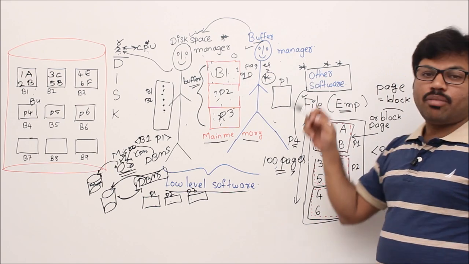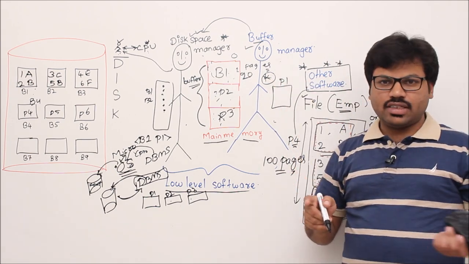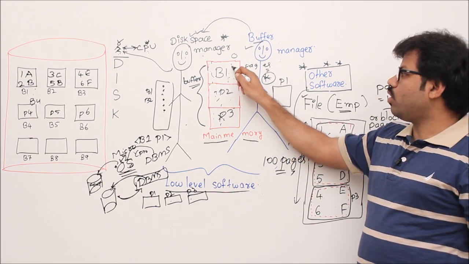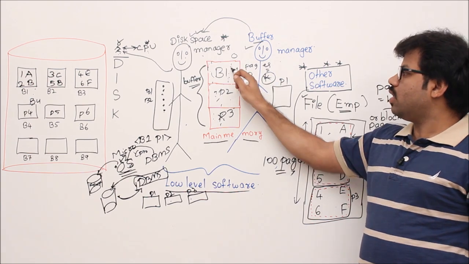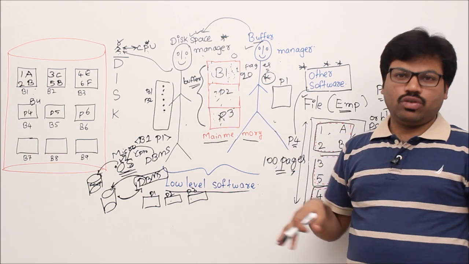Then, once this entire thing is done, the buffer manager will come to us and say, you asked for P1, right? Now, please take it. What do you want to do? You want to do the processing? Yes, you can do it in the main memory. In that way, this main memory buffer will be used.